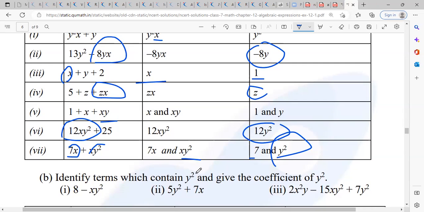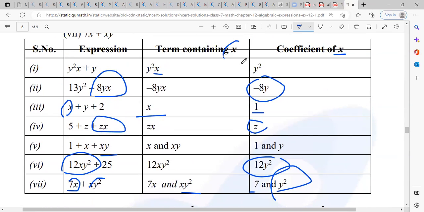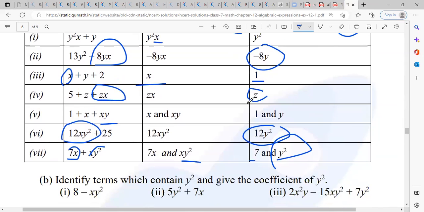And then the B part is this. Identify terms which contain y square, right? And then you have to give the coefficient of y square. It was for x and x. Here it is y square and y square. So you will make a table like this only, right? And then you will write terms containing y square and coefficient of y square. Clear?